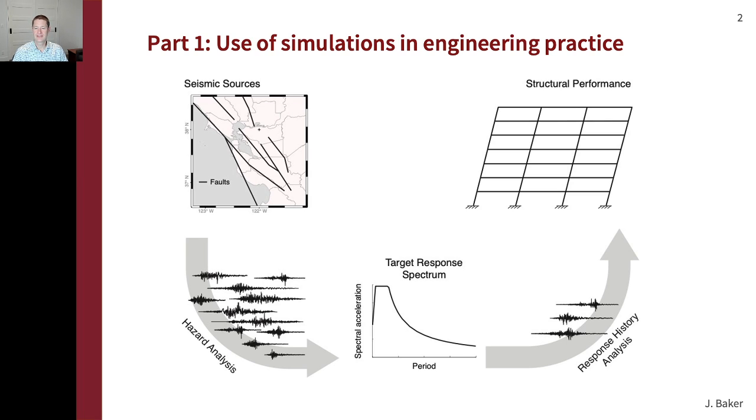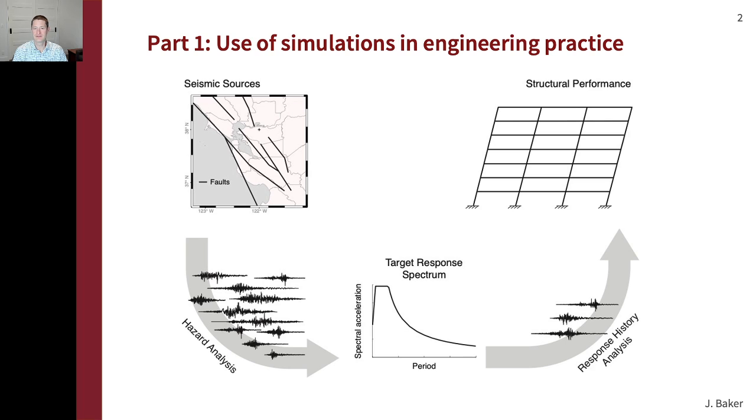Then the engineering analysis continues using that target response spectrum. If we're doing an engineering analysis that involves response history analysis, dynamic analysis of a structure, we'll select a set of ground motions that is consistent with that target response spectrum and use those ground motions as input to a dynamic analysis of structural performance.